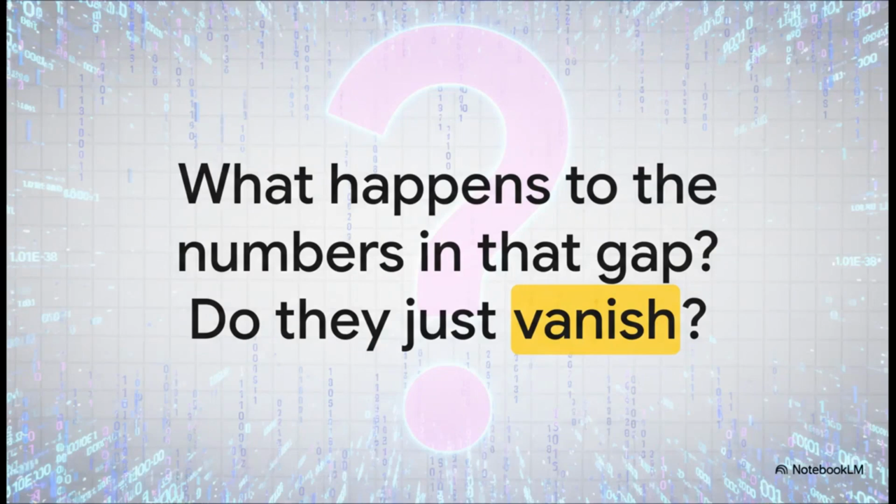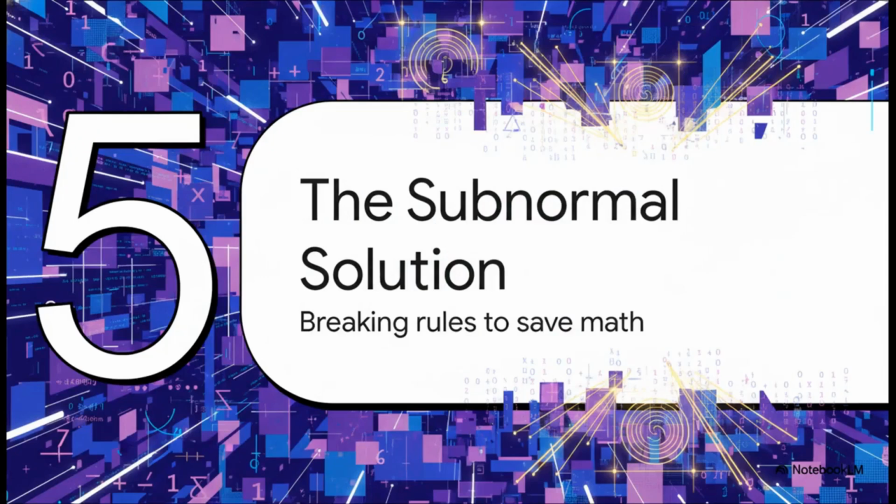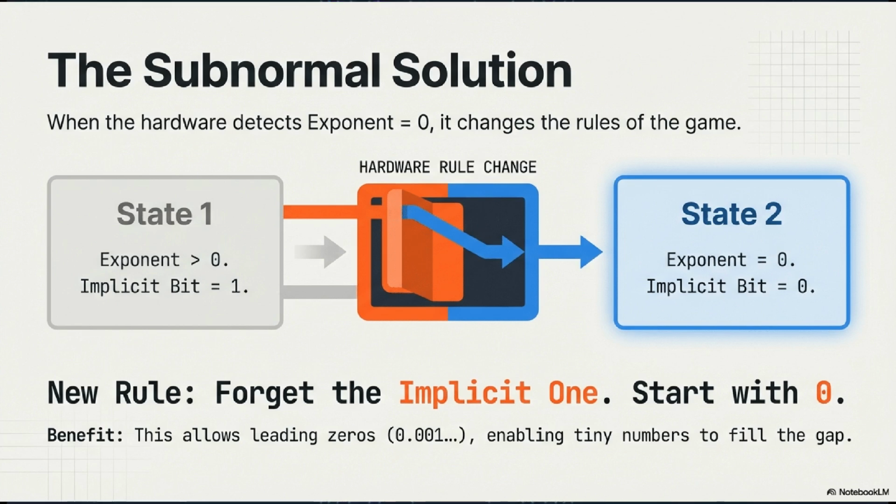So that's the big question, isn't it? What about all those tiny, tiny values that live in that gap between the smallest normal number and 0? Do they just wink out of existence inside your computer? Well, not quite. To solve this whole cliff edge problem, engineers came up with another, arguably even more clever hack. It's a way to gracefully break their own rules to save the math from completely falling apart. Here's how they pulled it off.